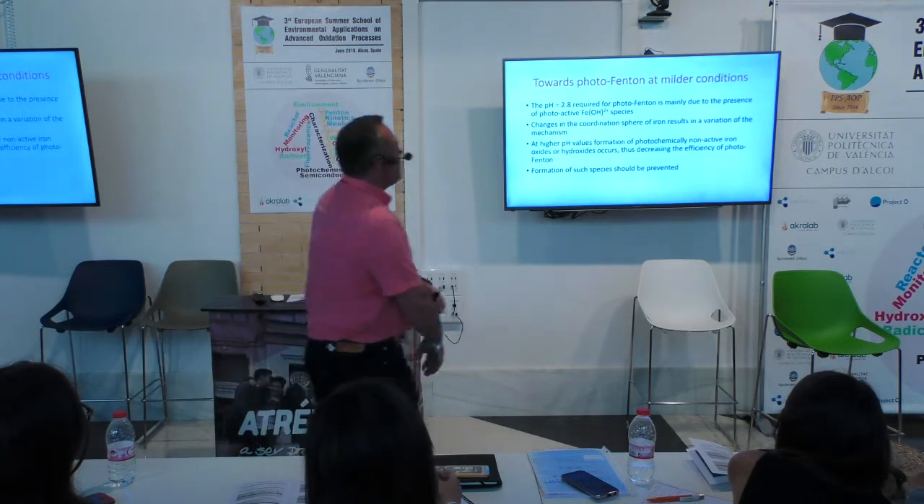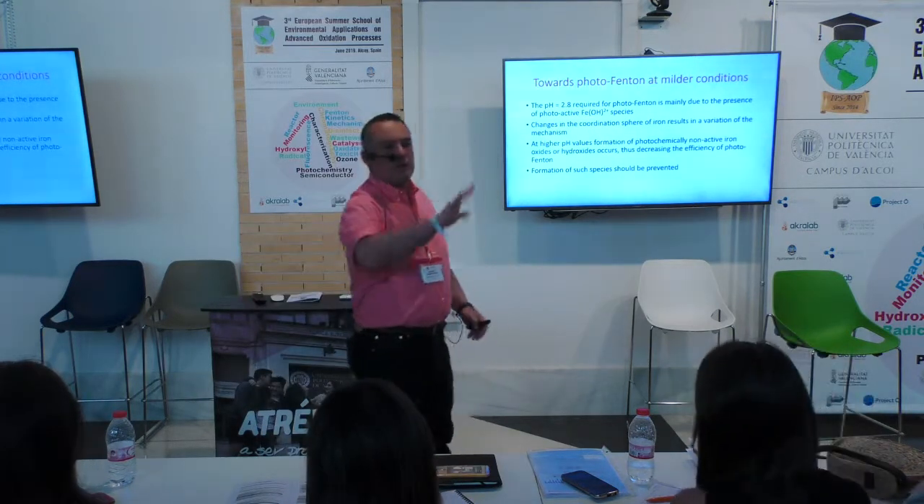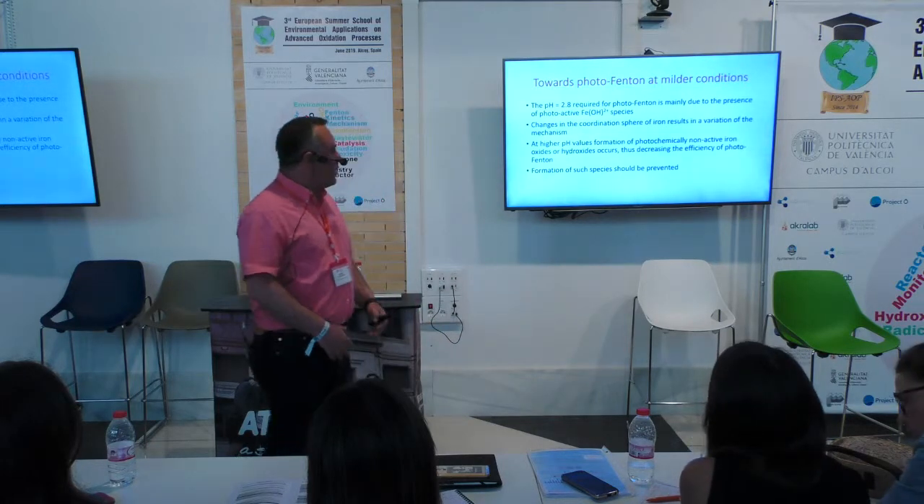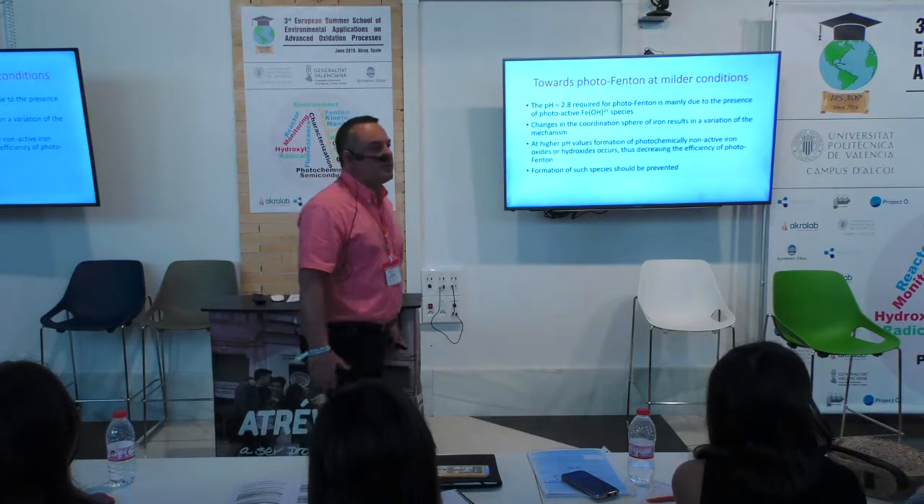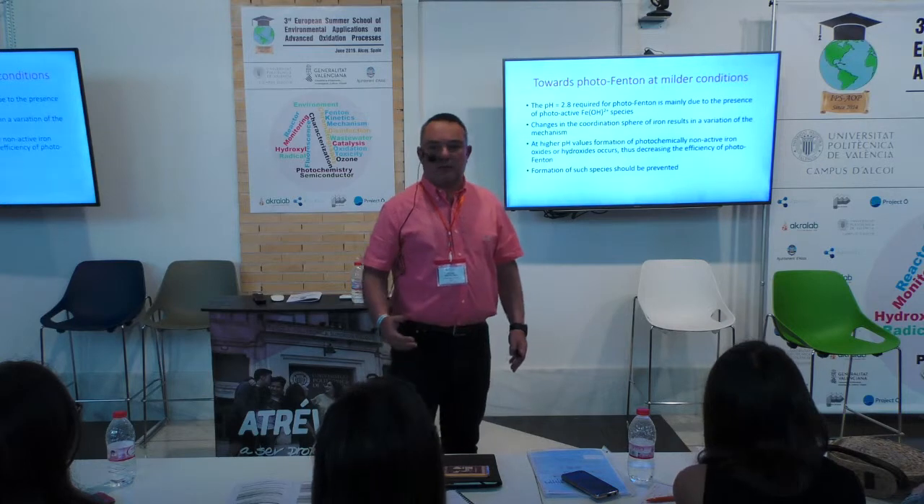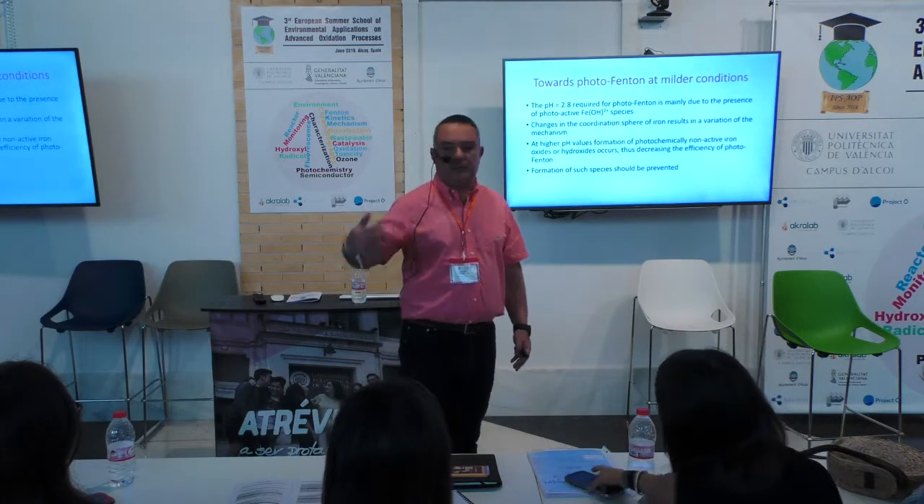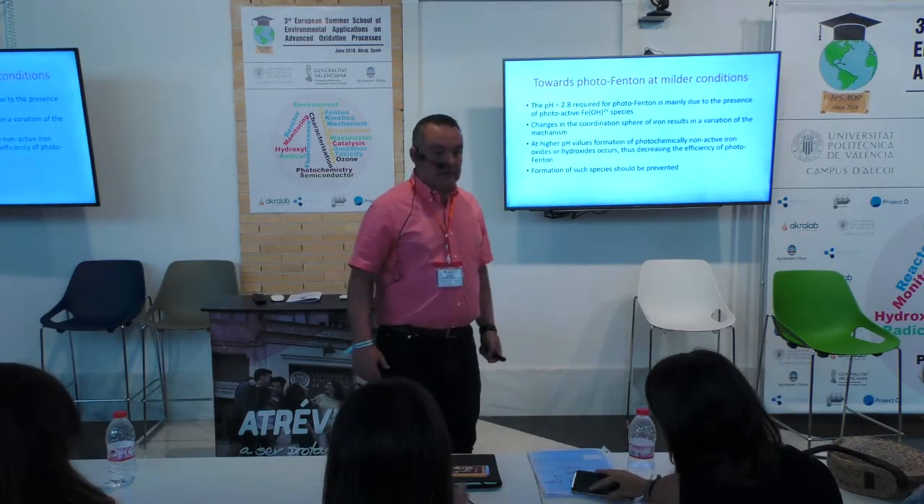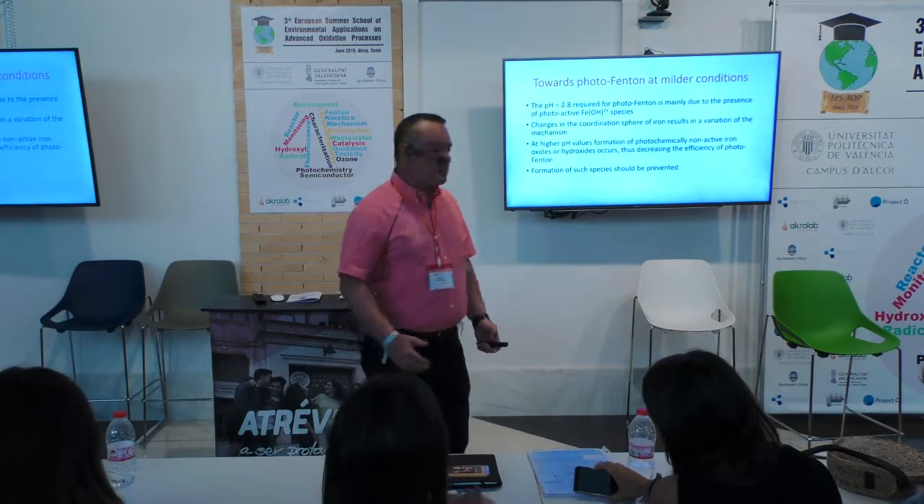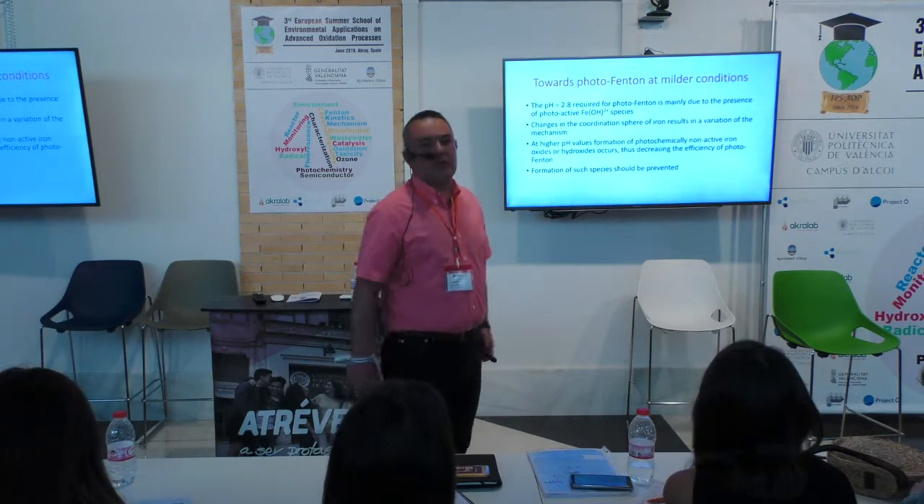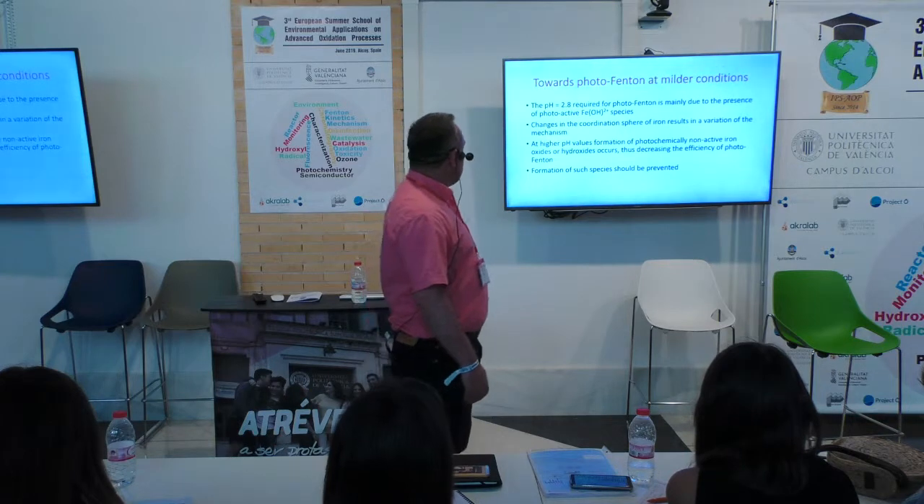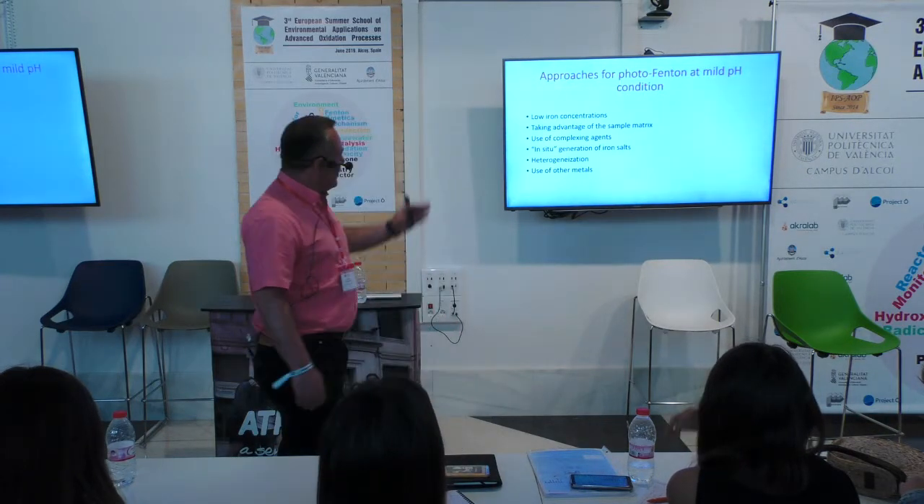So, in case we want to move to milder conditions, we have to work in such conditions that we are able to prevent the formation of these species that inactivate Photo Fenton. Okay, so we have to prevent the formation of these oxides or hydroxides. How can we do it? We can employ different things.